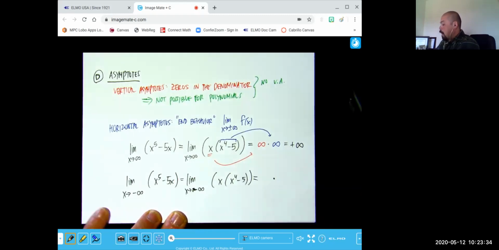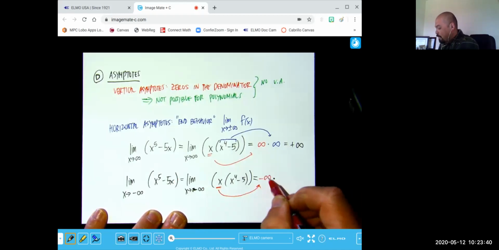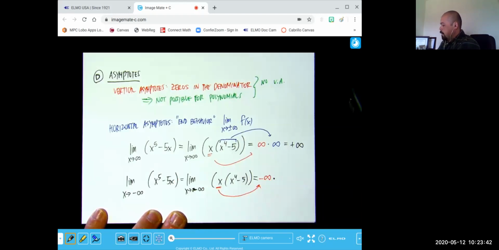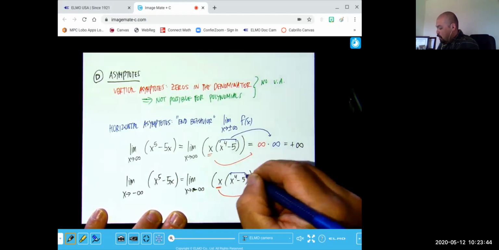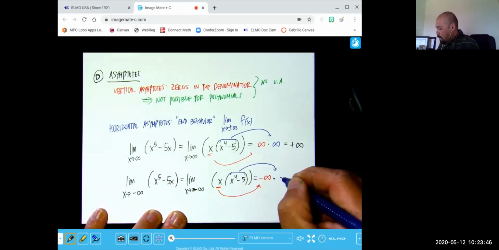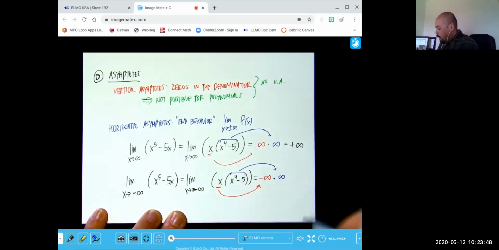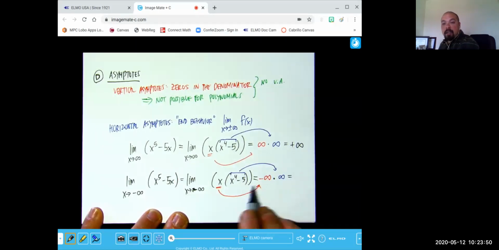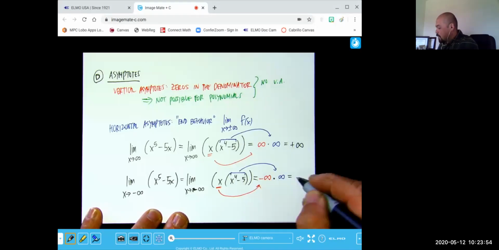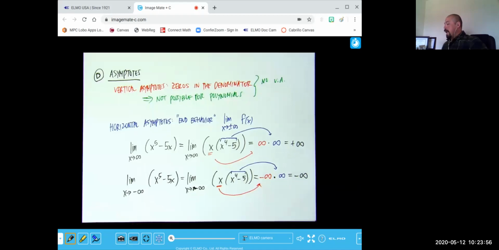So when I start to do that, now thinking about that sign, this x, making it more and more negative, it's going to go to negative infinity. X to the fourth minus 5, still a really big number, but positive. And so when we see that multiplication, negative times positive is still not going to cancel. It's still going to get really large, but that negative sign is going to carry over to negative infinity.